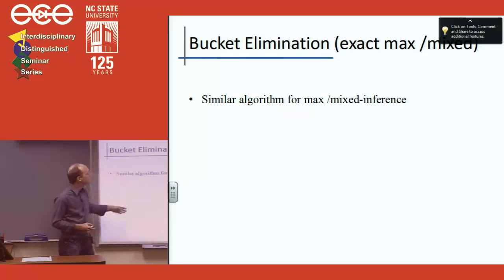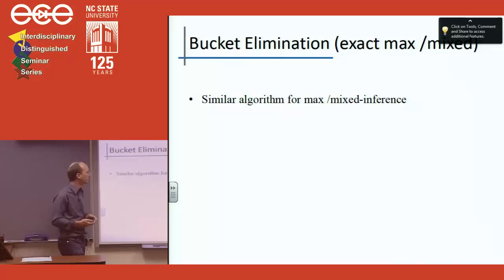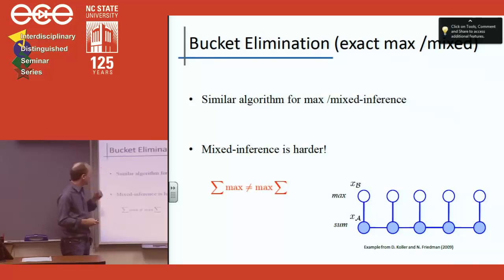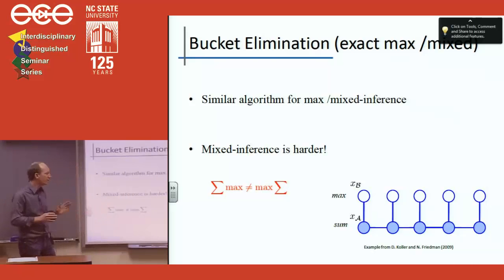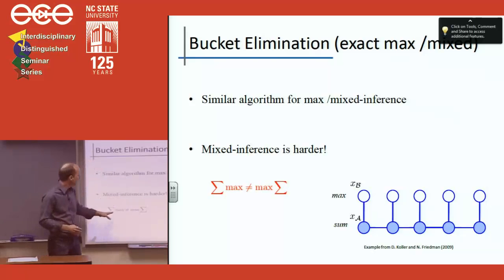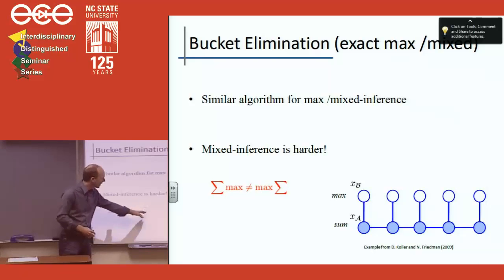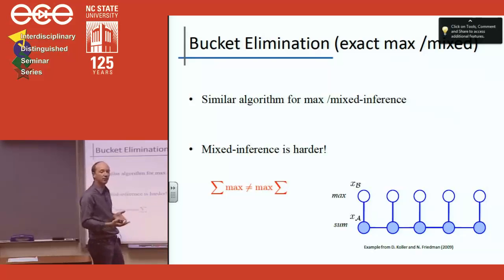Okay, so this procedure works no matter what these elimination operators are. I showed it for sum, but if you replace it with max or any collection of elimination operators, the same thing just falls through. But the reason that having some mixed set of inference problems is much harder than all sums or all maxes is that the operators don't commute. If I have a max outside and a sum inside, I can't swap them so as to reduce my tree width by choosing a different ordering.